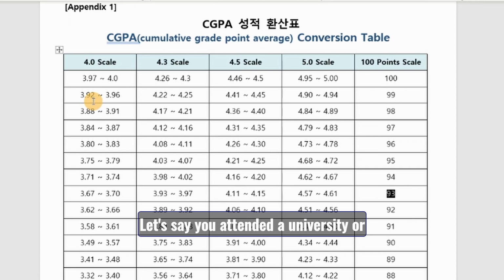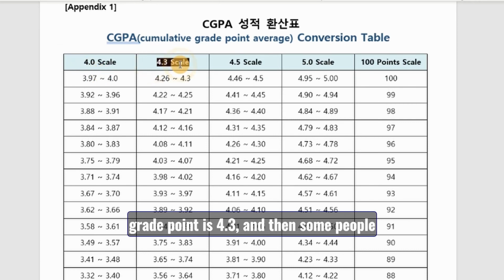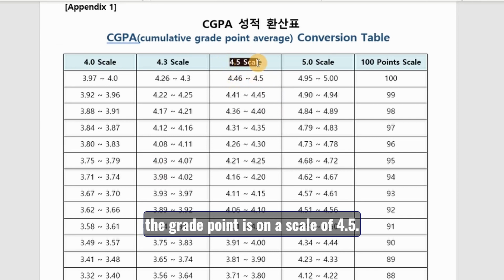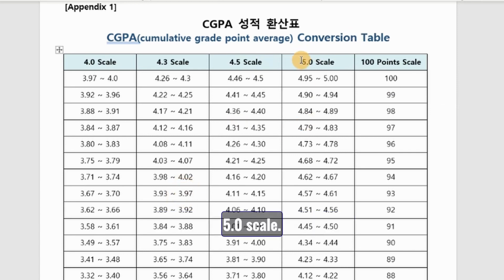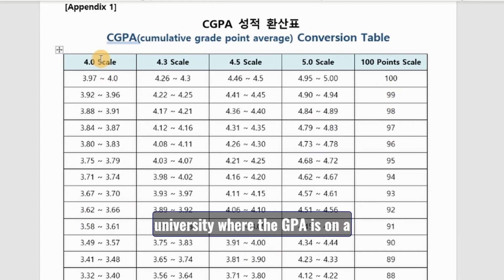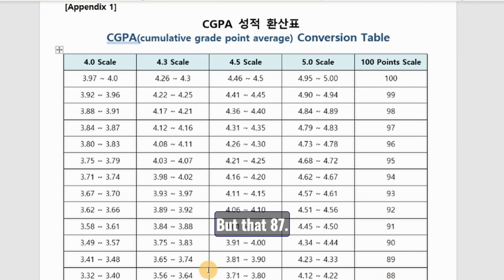Let's say you attended a university or maybe a high school where the grade point is on a scale of 4.0, or maybe you went to a high school or university where the grade point is 4.3, and then some people might have gone to a university where the grade point is on a scale of 4.5, and in some countries you might find a 5.0 scale. You need to convert any of these to the 100-point scale. So let's say you went to a university where the GPA is on a scale of 4.0, and maybe you had a GPA between 3.24 and 3.31. That will mean on a scale of 100 points you have 87. You would have to write that 87.